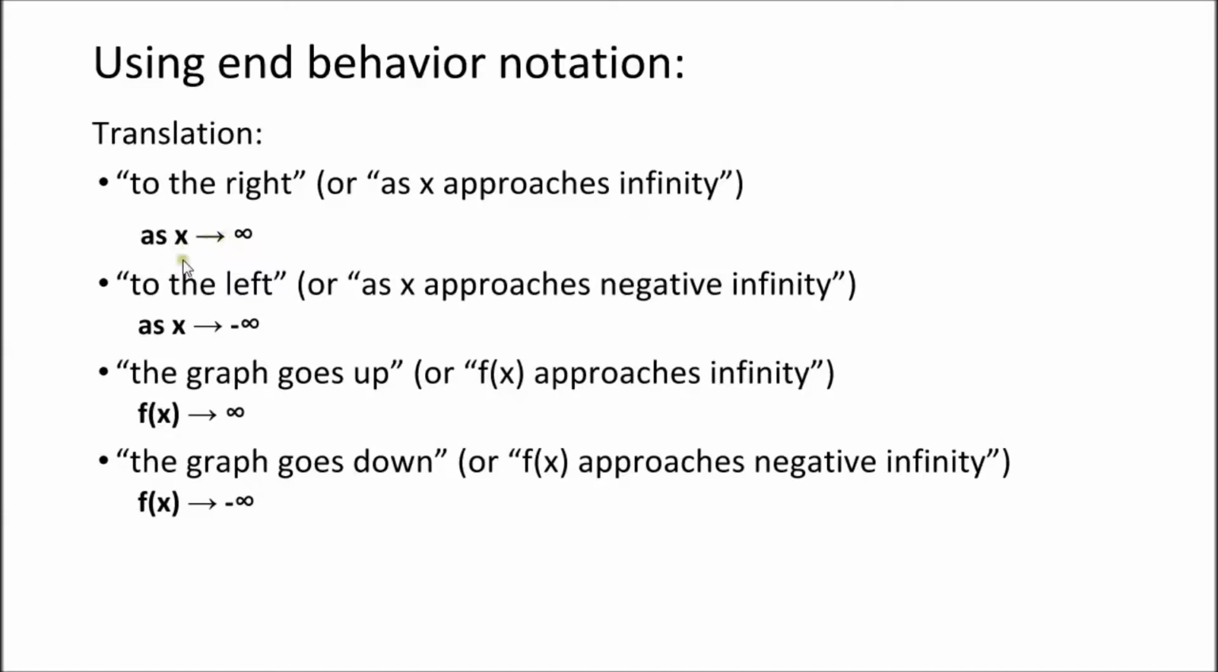Okay, so as x approaches infinity literally just means as you go to the right. As x approaches negative infinity literally means as you go to the left. f of x approaches infinity means goes up. f of x approaches negative infinity means goes down. So if you say, for example, as x approaches infinity, f of x approaches infinity, you're saying as you go to the right, go up, or the graph goes up. We'll look at an example.